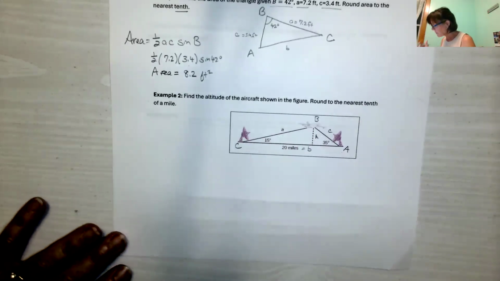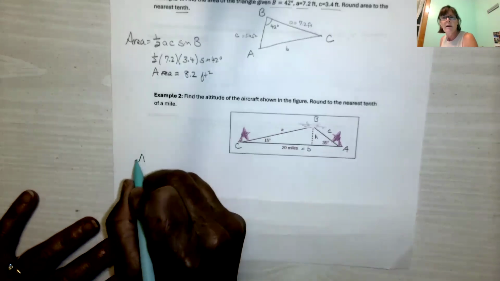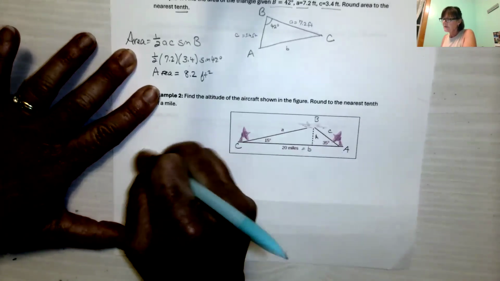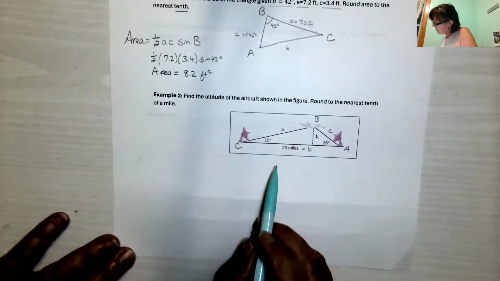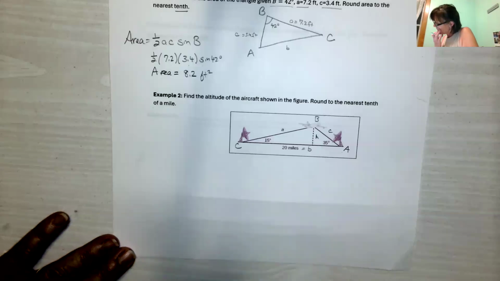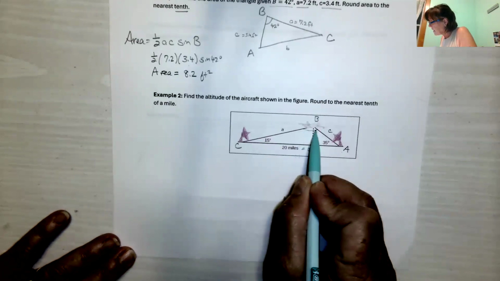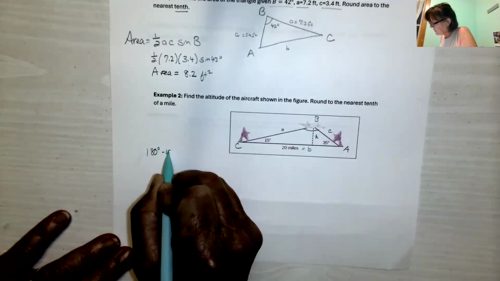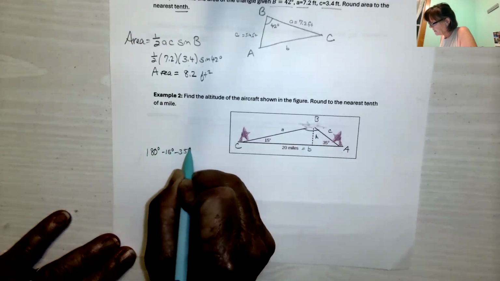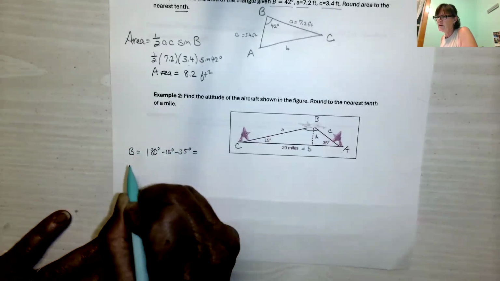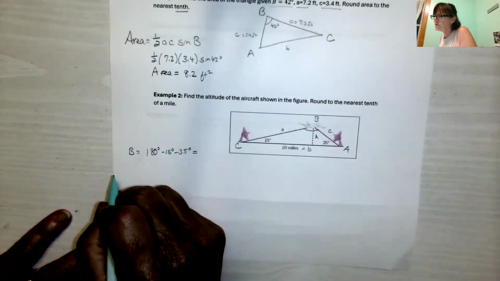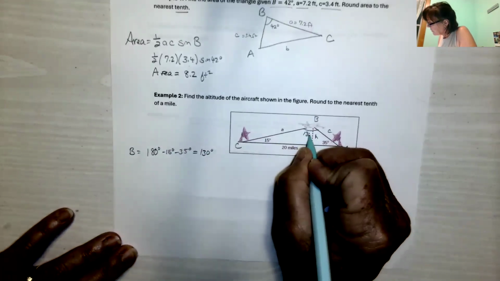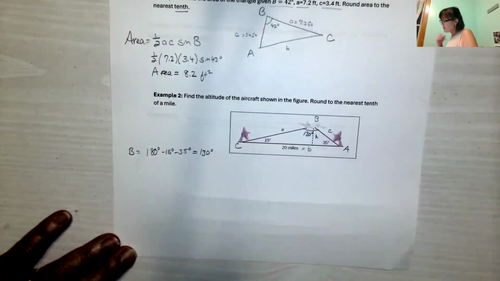But I could remember that the area formula, oh no, I can use the law of sines to get there. I'm sorry. I'm going to use the law of sines to get there. I can figure out this angle pretty easily. 180 degrees minus 15 degrees minus 35 degrees is what angle B is going to equal. And that is equal to 130 degrees. Now, if I know that that's 130 degrees, then I'm in good shape.